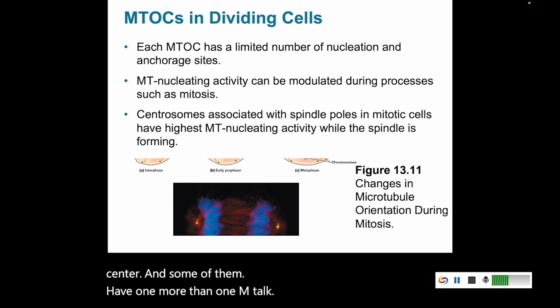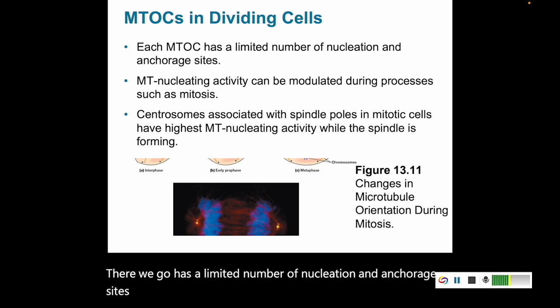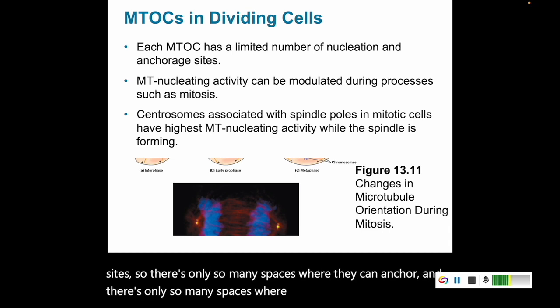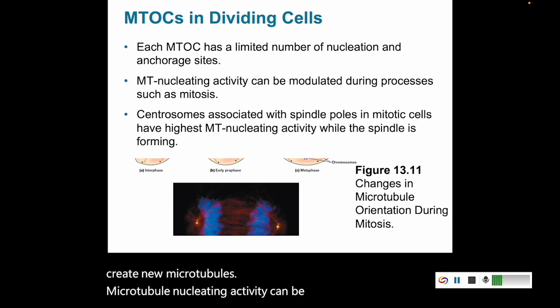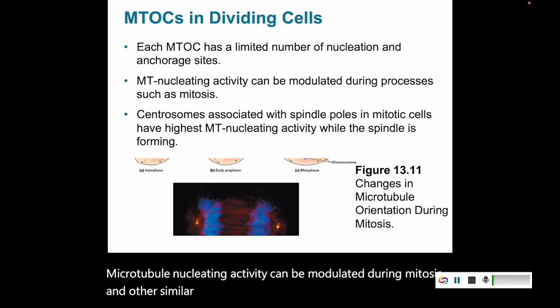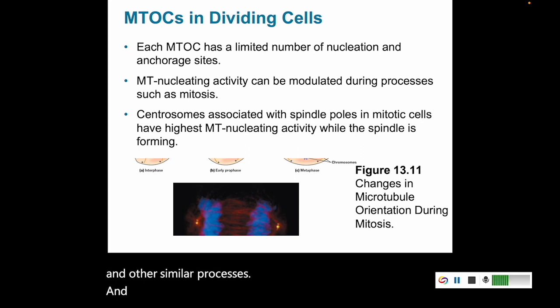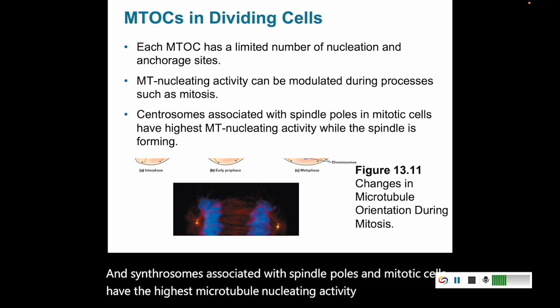Each MTOC has a limited number of nucleation and anchorage sites. So there's only so many spaces where they can anchor, and there's only so many spaces where they can nucleate and help create new microtubules. Microtubule nucleating activity can be modulated during mitosis and other similar processes. And centrosomes associated with spindle poles in mitotic cells have the highest microtubule nucleating activity while the spindle is still forming.